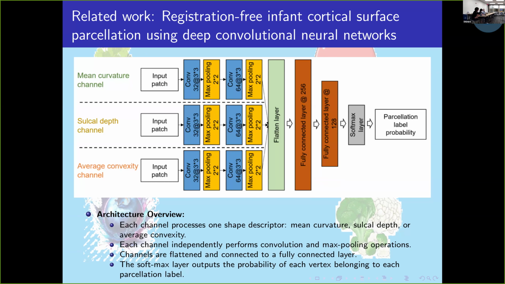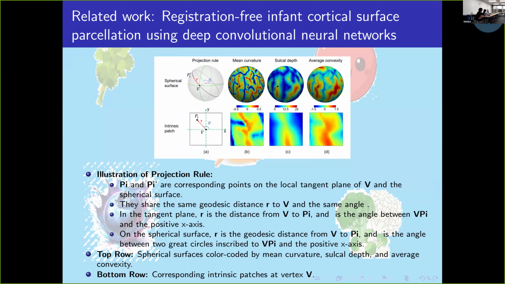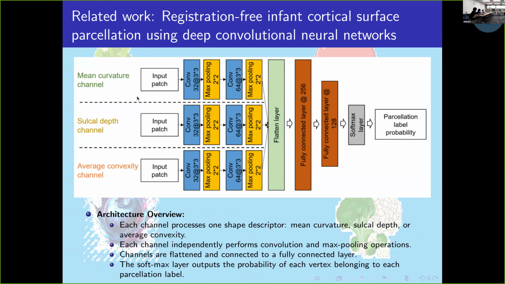Is it the same network? Do they just stack the channels, or are there three networks? My understanding is that they stack the channels, but the patches are processed independently. This is all the related work section, but there's a layer of detail to most of these papers. In this paper in particular, they're projecting onto a tangent plane, some image, and they do that for each little patch, and those patches are processed independently.